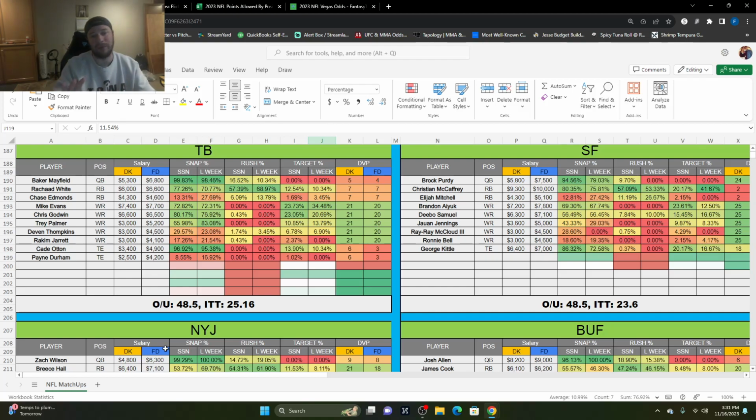If you're one that plays like 20 or 30 lineups, you build them by hand, Tampa Bay is a stack I would look at. I would look at Baker Mayfield. I would look at Mike Evans. I would look a little bit at Chris Godwin. Cade Otton would be a cheap tight end option there. Rachaad White might be as well. Those are the ones I'd look at.